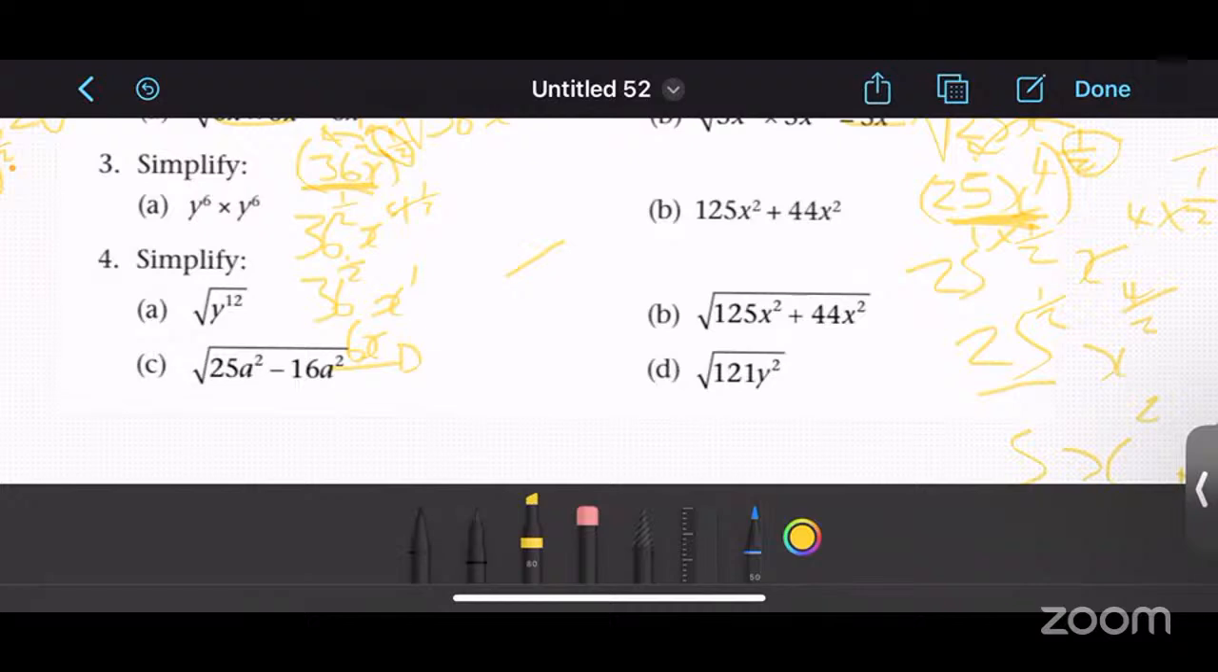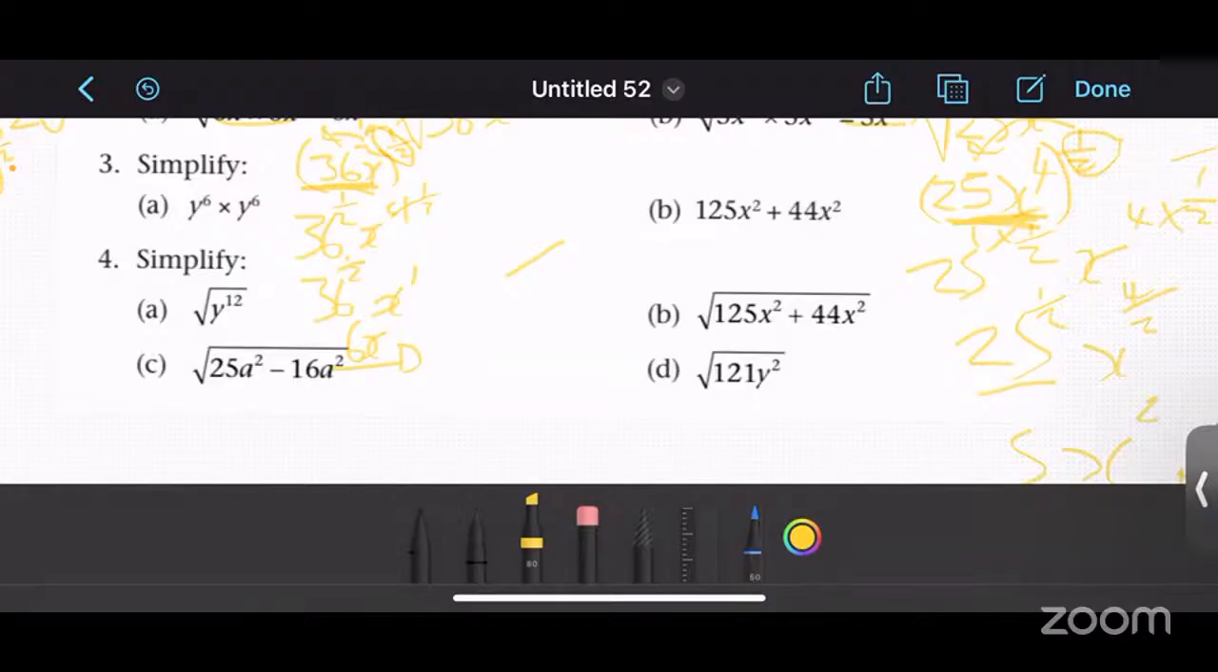Why? Ma'am, because the bases are the same. So ma'am, when the bases are the same, we add the exponents. Perfect. So when the bases are the same, we add the exponents, right? So basically y to the power of 6 multiplied by y to the power of 6 is going to be y to the power of 12, because when you're multiplying the same bases, we add the exponents, right? So 6 plus 6 is equal to 12. So we have y to the power of 12 in that case.